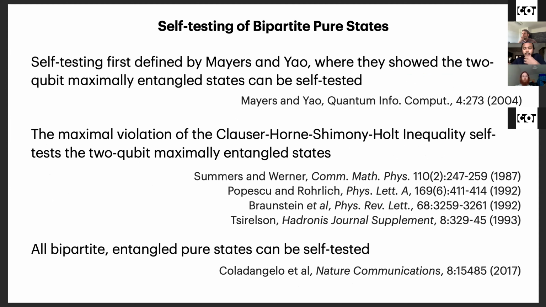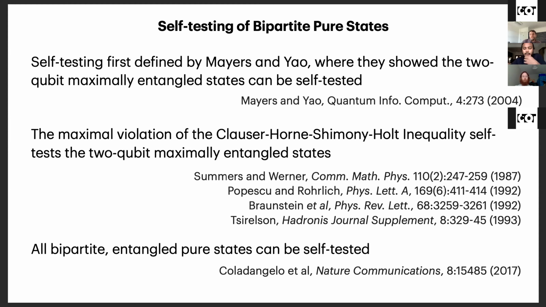Okay, so what are the main results in self-testing? So far we've looked at just two systems. So let's talk about self-testing of bipartite pure states. Most of the literature is concerned with pure states. There's an interesting discussion to be had about mixed states, but for simplicity, I'll just keep to pure states right now.